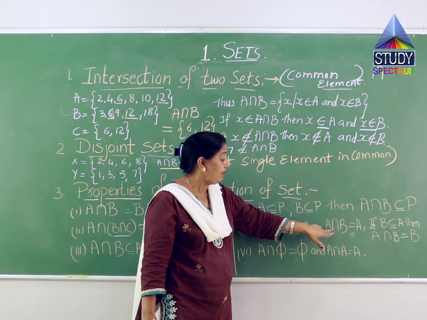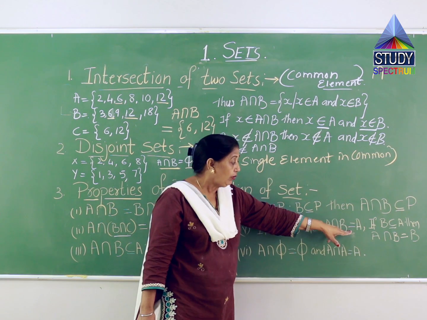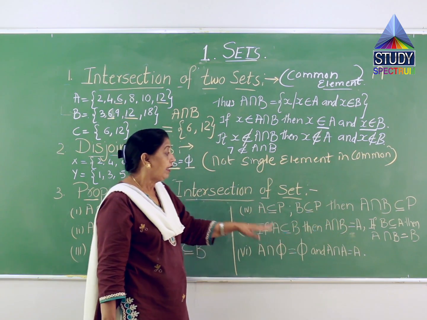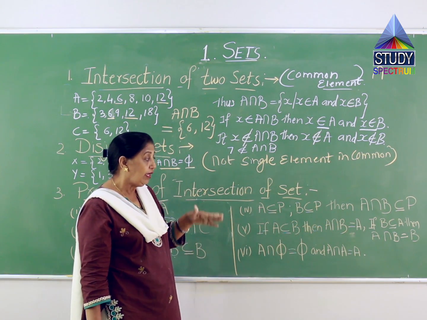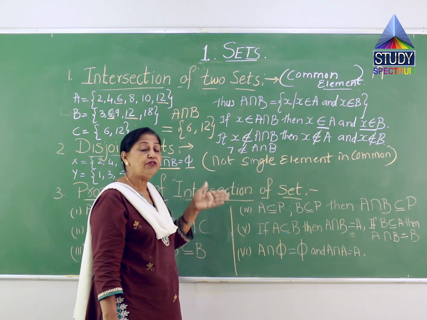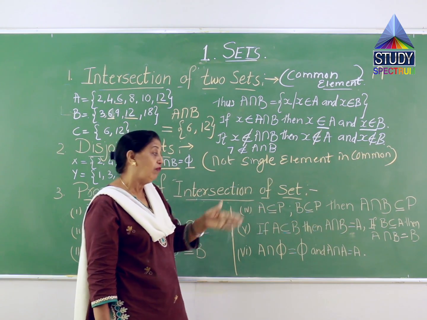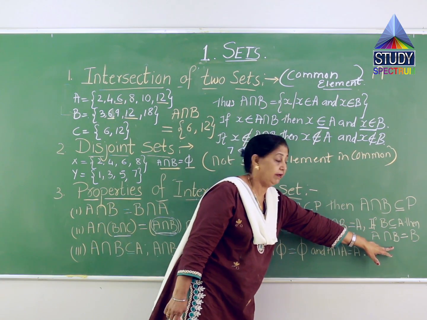The next property is, if set A is a subset of or equal to B, then the intersection of both sets, A intersection B, is equal to A. And if B is a subset of or equal to A, then the intersection of A with B will be equal to B.